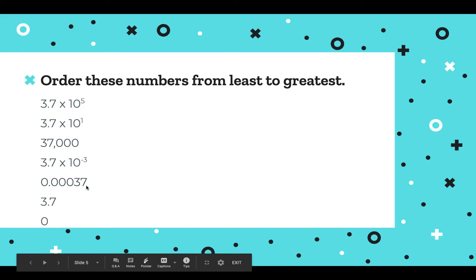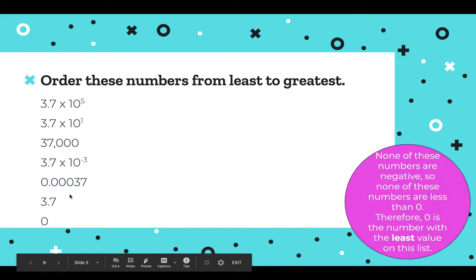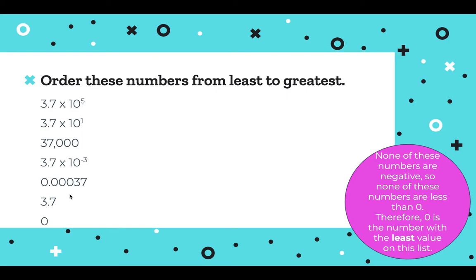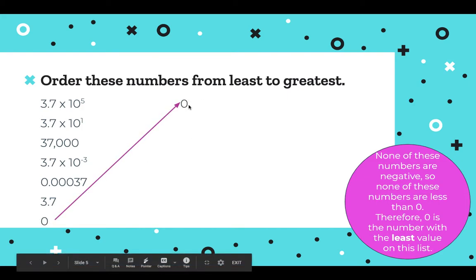So when we're trying to figure these out, none of these numbers are negative, so none of these numbers are less than 0. Therefore, 0 is the number with the least value on this list. So that one's going to be listed first. All right, so that's eliminated. Then let's take a look at our next smallest one.